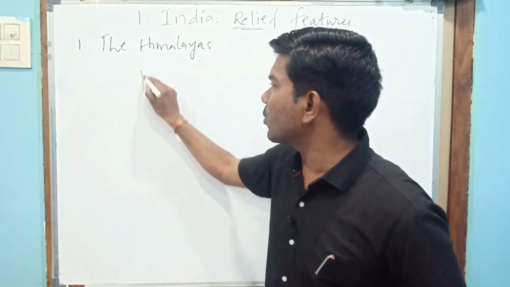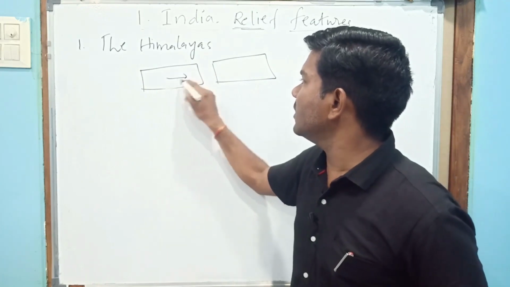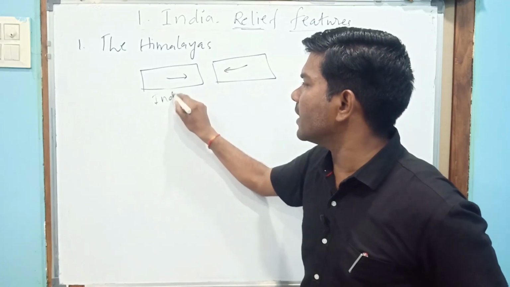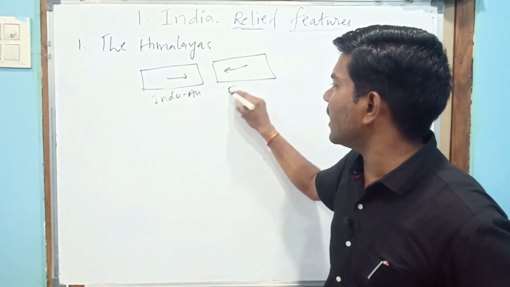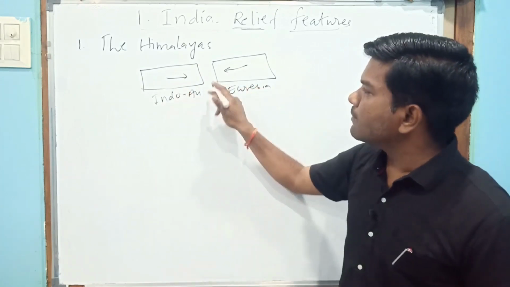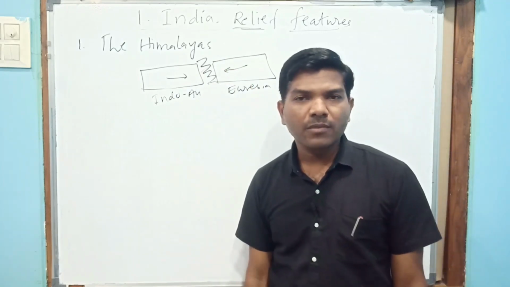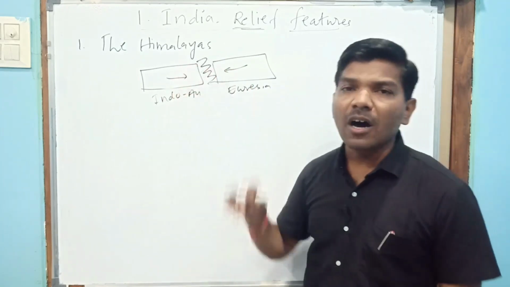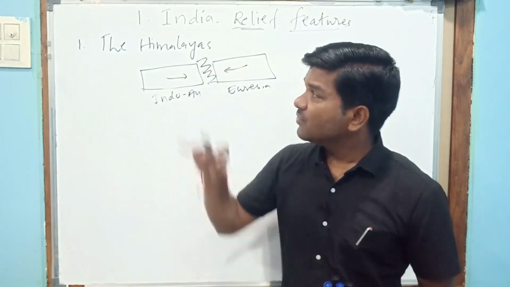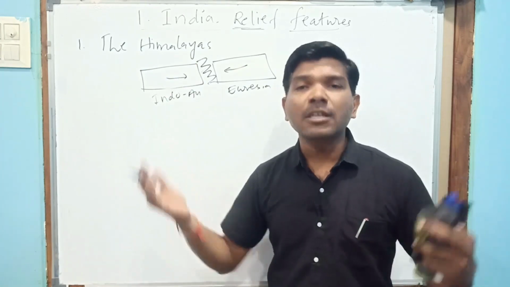Two plates were collided. What are the two plates? This is one plate and this is one plate. Both plates are moving this side. This is the Indo-Australian plate and this is the Eurasian plate. Whenever these both plates collided, fold mountains were formed. Dear students, the Himalayas are the youngest fold mountains. These are recently formed. These are still active. These are still in the formation position.